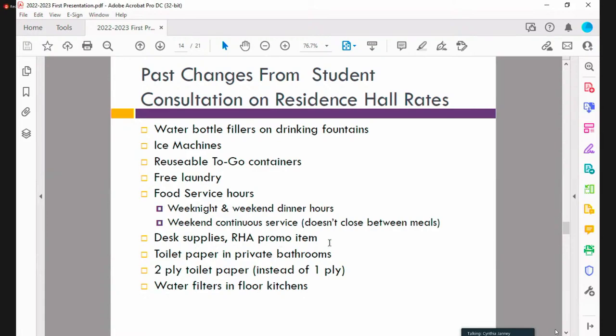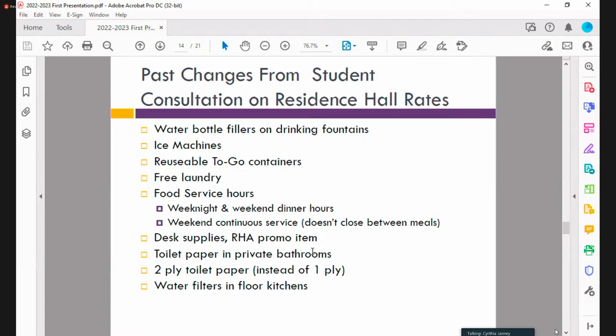Desk supplies, an RHA promotional item. And then we spent several years wound up in quite a bit of toilet paper. Now we provide toilet paper in the bathrooms that are private inside of a unit, so that includes semi-suites and apartments. We were providing only one-ply toilet paper, and students said, absolutely, we want to pay for two-ply. So now that's what we do. And then finally, on this list, water filters and floor kitchens.